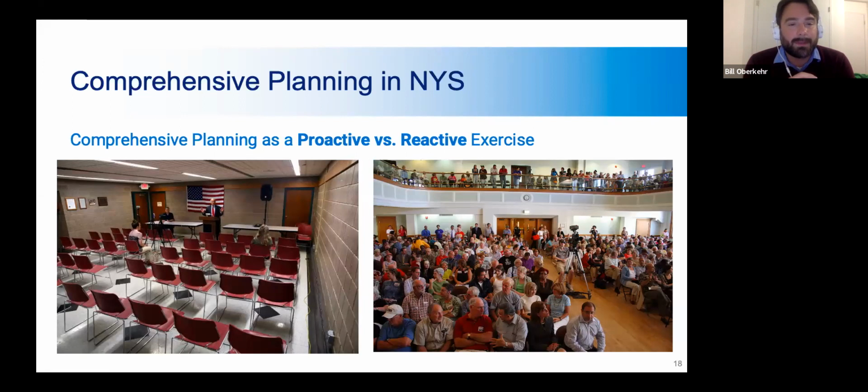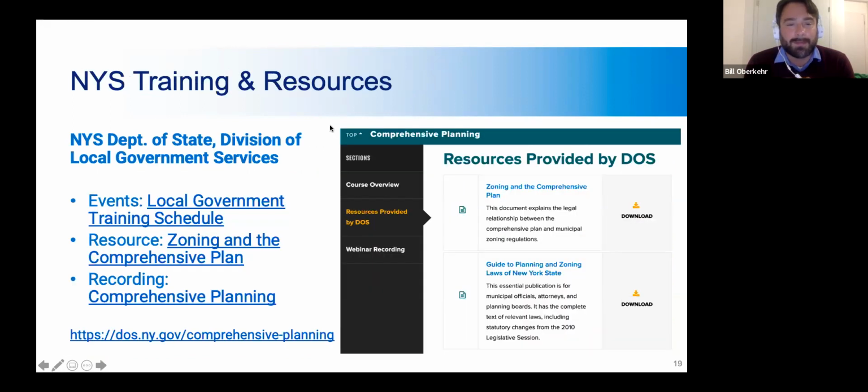So comprehensive planning is a proactive versus a reactive exercise. Again, this is just touching on, better to have consulted before than have to deal with a problem after. That's really the crux of this. You want to be as proactive as possible. Do your community engagement. Do it in a serious way, an intellectually honest way. Make the effort. It can really be so beneficial to saving you headaches and stress down the line.